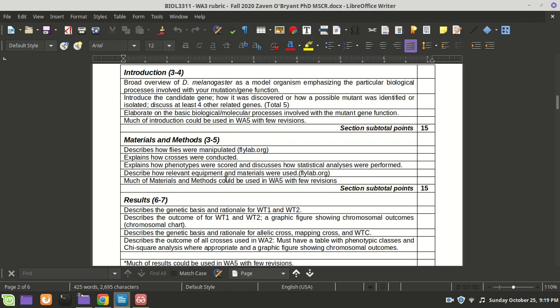Now describe how relevant equipment and materials were used. Again, this is FlyLab. In the past, this has been, how did the equipment work? What equipment did we use? That sort of thing. But, what kind of food did we feed the flies? Well, here it's just going back to the software. So really, this is almost identical to this.